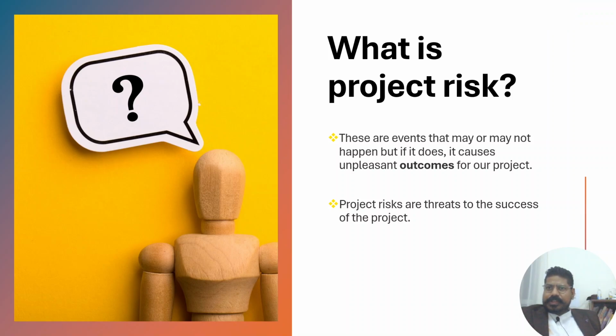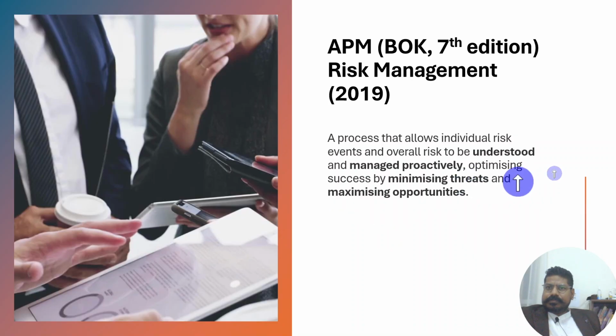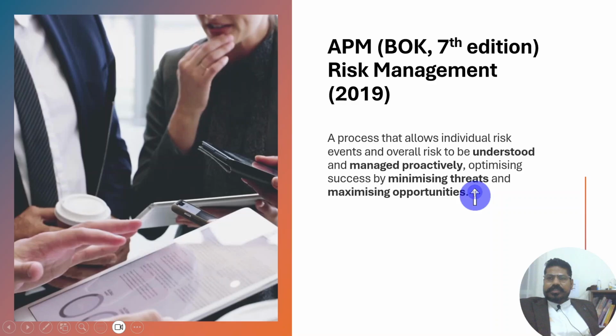What is project risk? These are events that may or may not happen, but if they do, they cause unpleasant outcomes for our project. Project risks are threats to the success of the project. As per PMBOK, risk management is a process that allows individual risk events and overall risk to be understood and managed proactively, optimizing success by minimizing threats and maximizing opportunities. As I mentioned, anything which can affect your project positively or negatively is a risk. Risks are of two types: negative risks are known as threats, and positive risks are known as opportunities. As a project manager, you have to maximize opportunities and minimize threats.